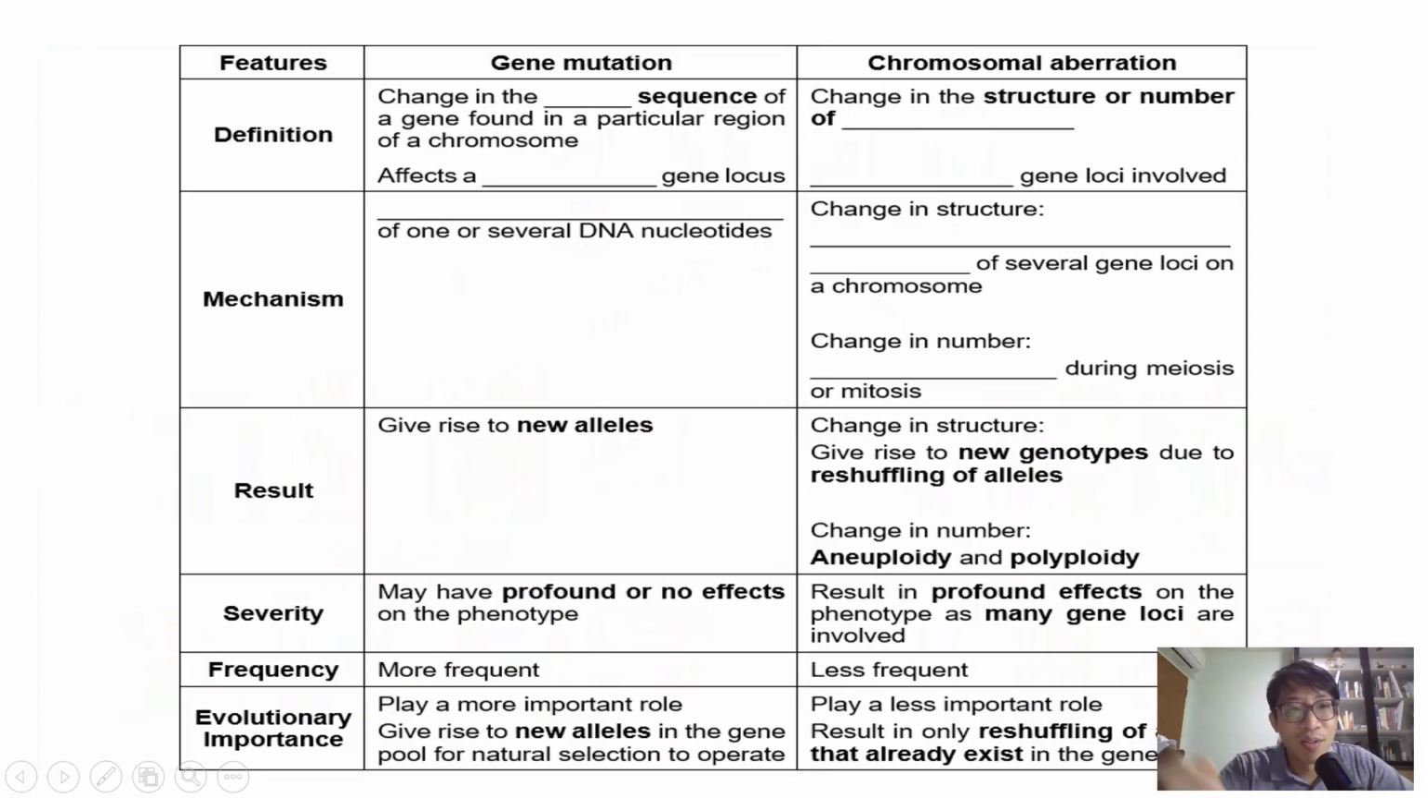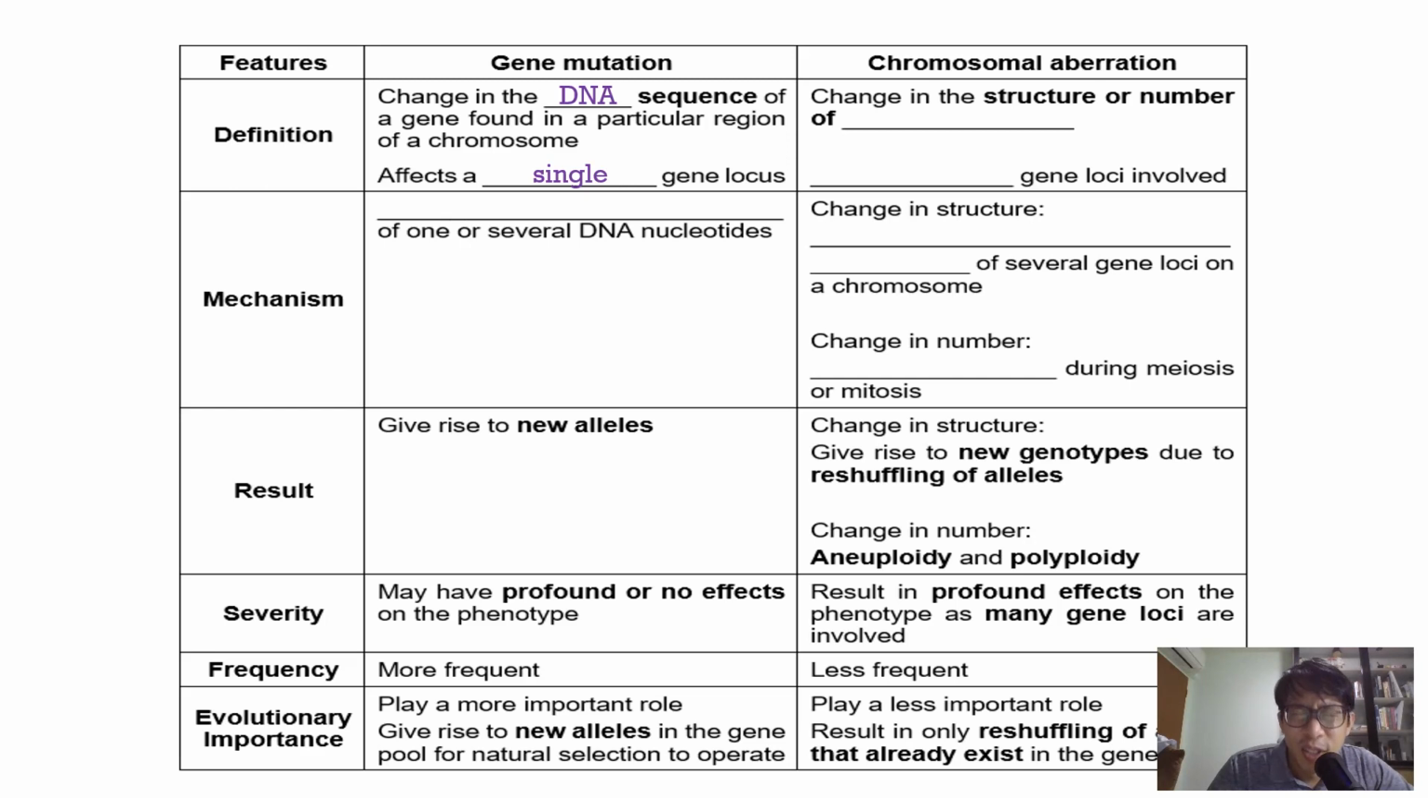Now, a comparison between gene mutation and chromosomal aberration. Gene mutation is a change in the DNA sequence of a gene. It affects only one gene, so only one gene locus, locus meaning the position of the gene in the chromosome. So only one position is affected, only one gene is affected.